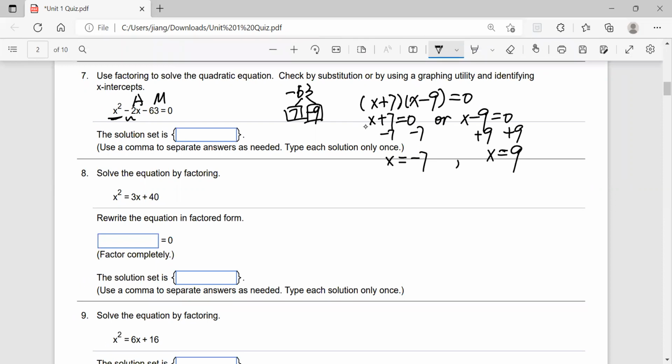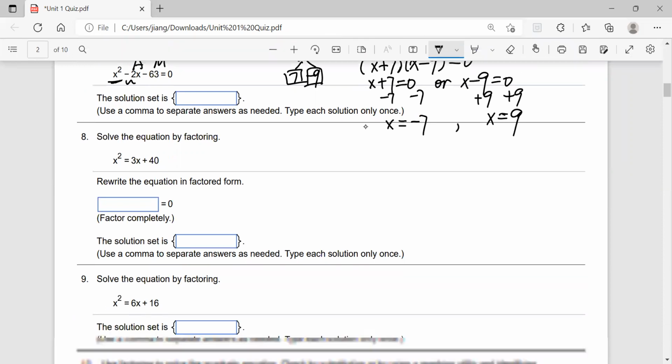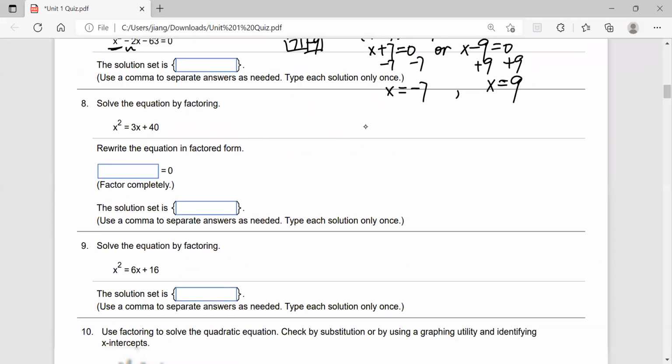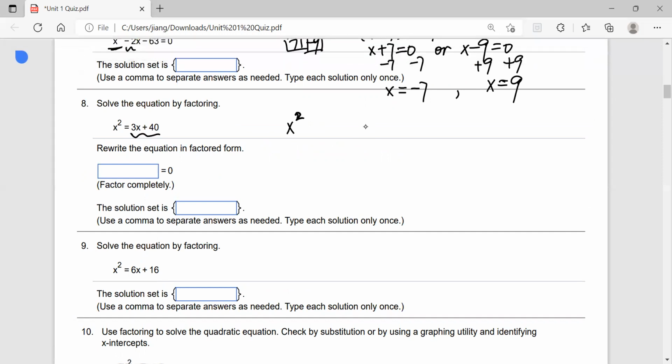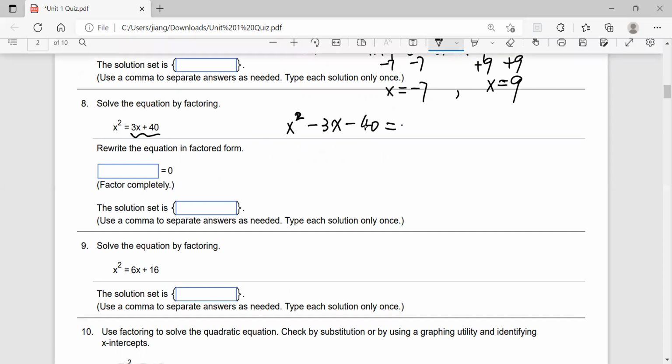And next one, solve the equation by factoring. So let's move all the terms to the left-hand side. So x squared, to get rid of 3x plus 30, I must subtract 3x and 30 both sides. So x squared minus 3x minus 40 equals 0.